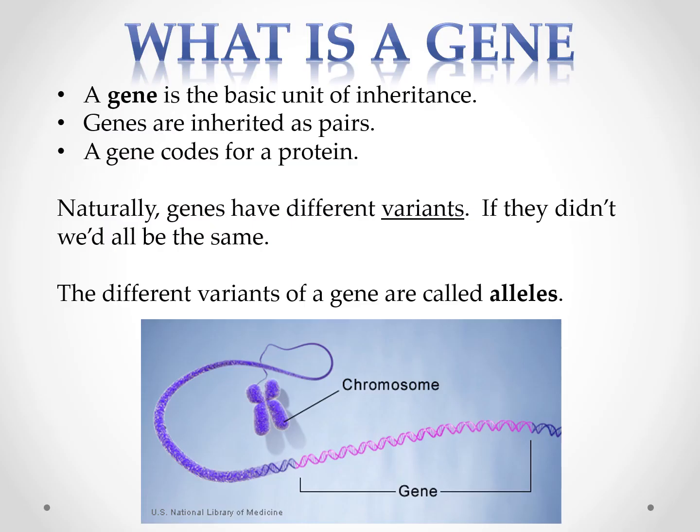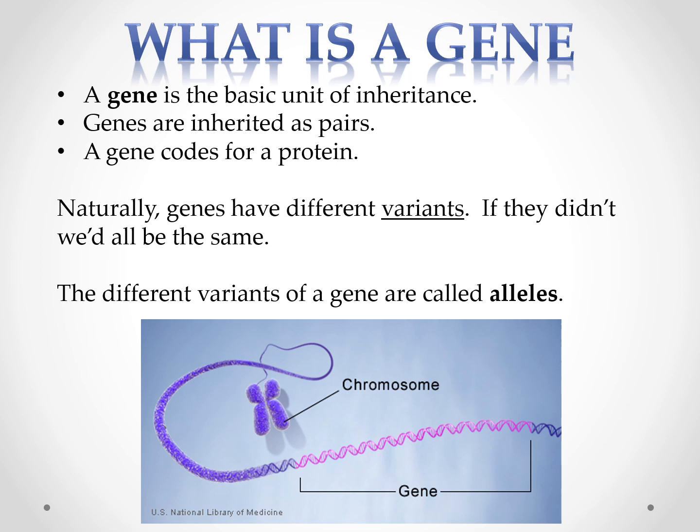So what is a gene? Well, a gene is the basic unit of inheritance. Genes are always inherited as pairs. You get one gene from your mom and one gene from your dad. And a gene codes for the production of a specific protein, right? And proteins are the name of the game in evolution, right?